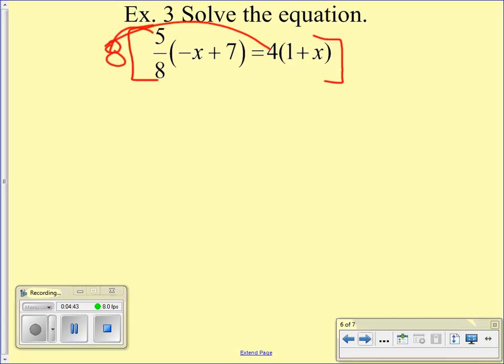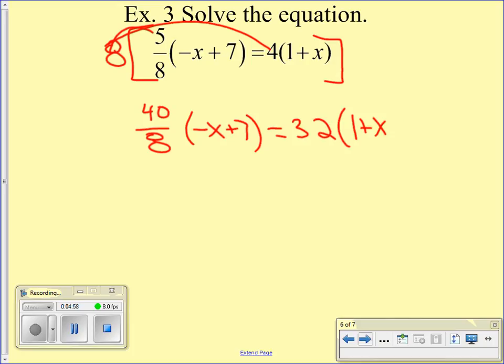So 8 times 5/8 is 40/8, just multiplying by the numerator. Negative x plus 7. 8 times 4 is 32. And 1 plus x. You still don't want to distribute. What you want to do is reduce your fraction to eliminate it.